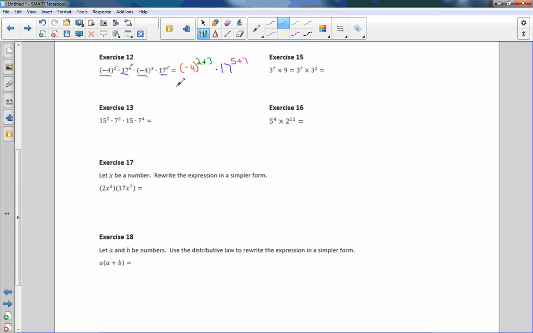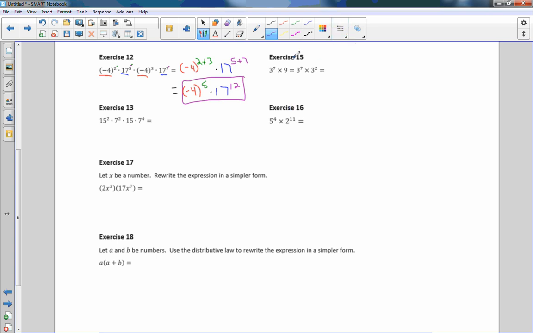Okay, so now I'm going to simplify that down below. Let's keep it in the colors: -4 to the power of 5 times 17 to the power of 12. And that is my simplified version.